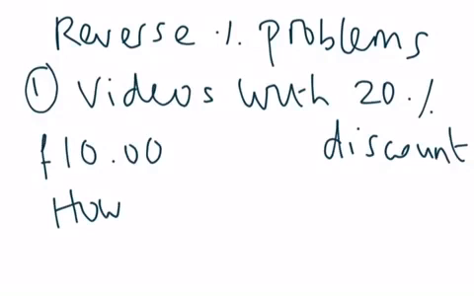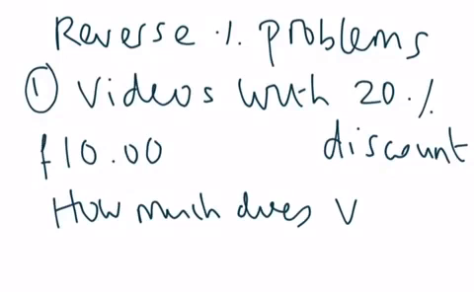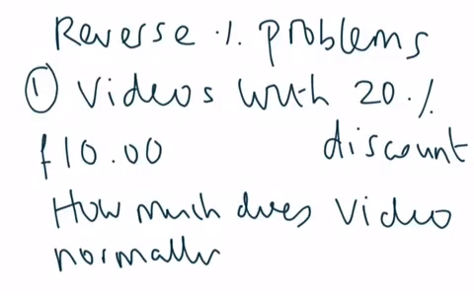So the question is basically asking us, what is the cost of the video without that discount? Normally, what price is it? At the moment, it's on discount, and so Petra is buying it for £10. But what's the original cost or the original price of that video? So how do we do this?